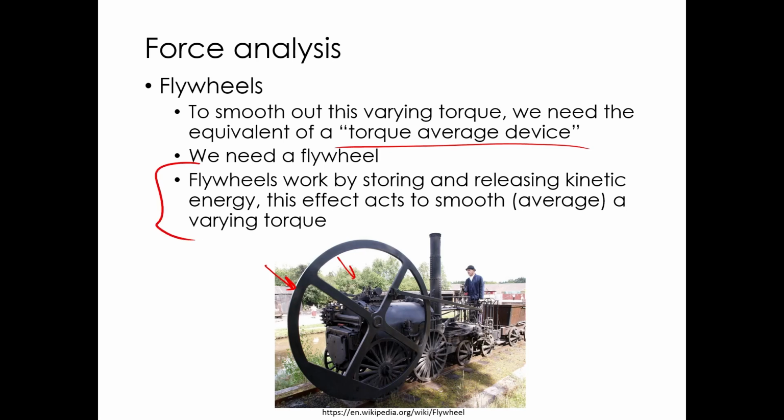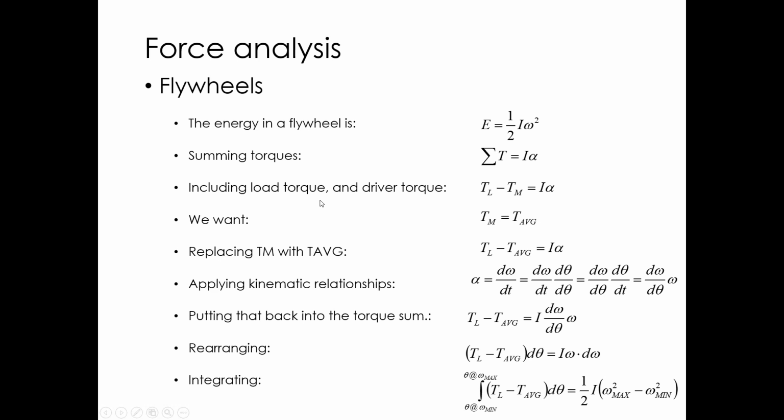Torque averaging works by storing and supplying energy. That's essentially what we're doing. When we have excess energy, we put it in the flywheel. When we need energy, we take it from the flywheel. So it's a mechanical battery. The math on this starts out pretty bad, but it actually ends up in a pretty simple place. It's a pretty simple technique for sizing a flywheel.